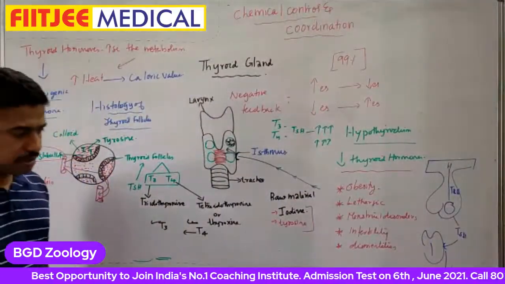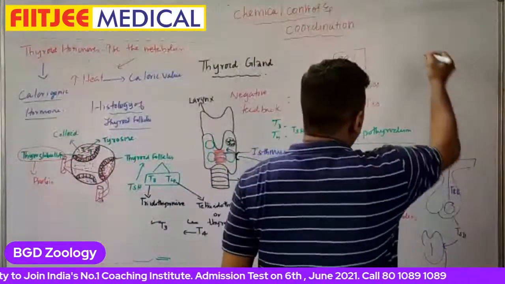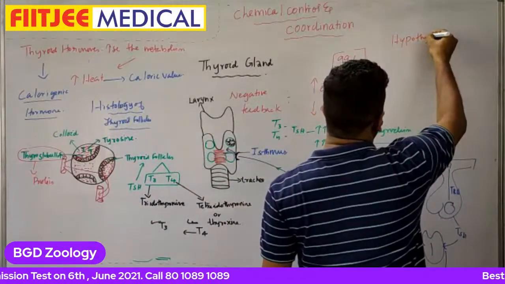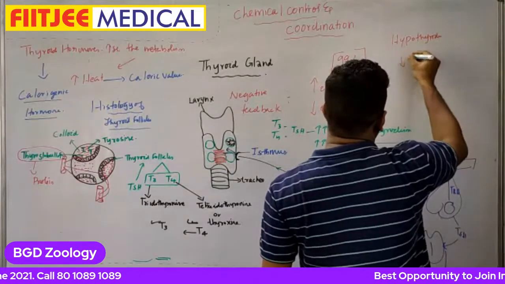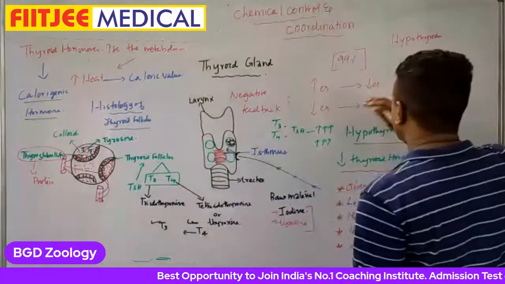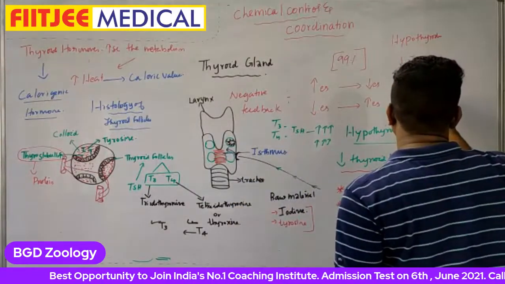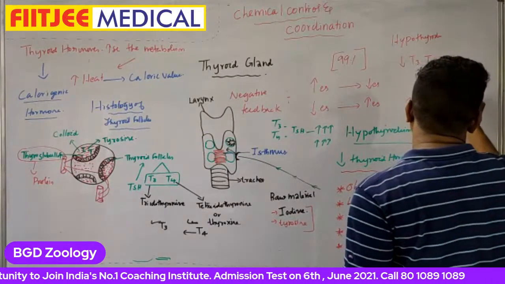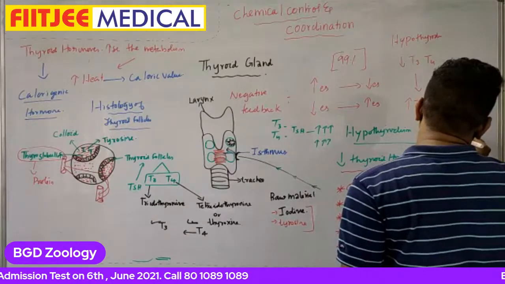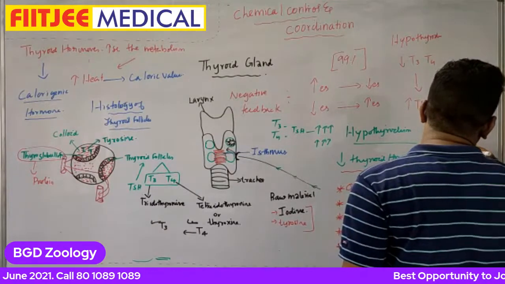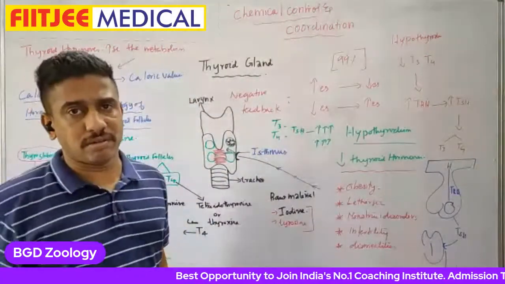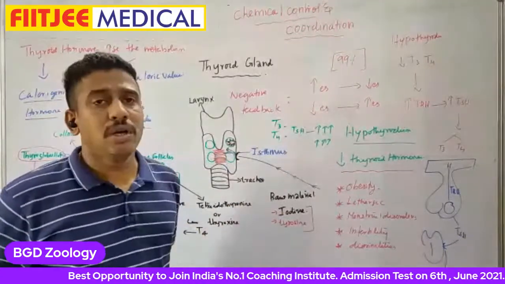So let me talk about it with respect to thyroid hormones. When hypothyroidism comes up, what will happen? T3 and T4 decrease. So automatically it will stimulate TRH more, so TRH will increase. If the TRH is more, TSH will increase. If the TSH is increased, T3 and T4 become more. So this is the way the body tries to balance it when thyroid hormones decrease.